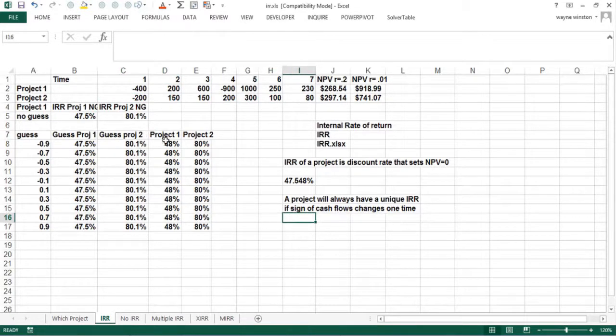And what does this rate of return mean? It means every dollar you put in project 1 is really returning you 48% per year. If you discounted these cash flows at 48%, you get an NPV of 0. Every dollar you put in investment 2 is returning about 80% a year.